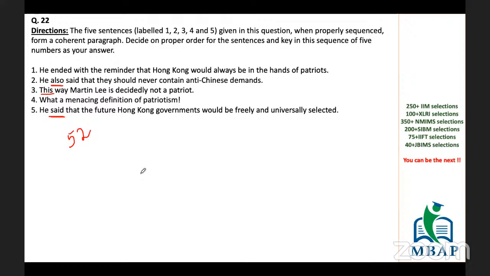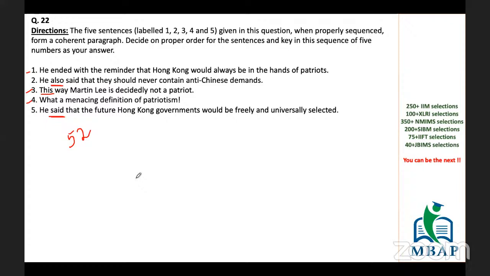It won't happen that first comes earlier, and second, third, or fifth come later. No, this won't happen. These three will come together: first, third, and fourth. All I need to decide is what their sequence should be. Once I decide their sequence, I'll have two pairs. So I have basically divided the entire passage into paragraphs. All I need to do is decide which will come first.